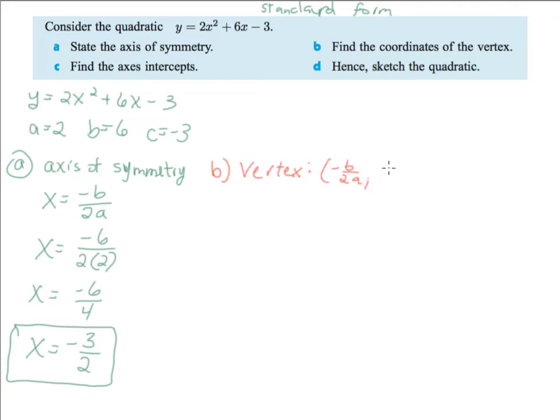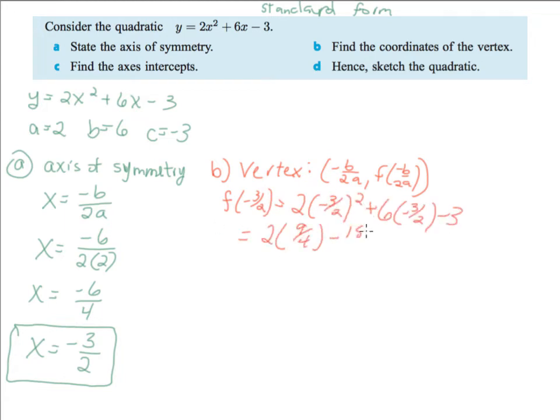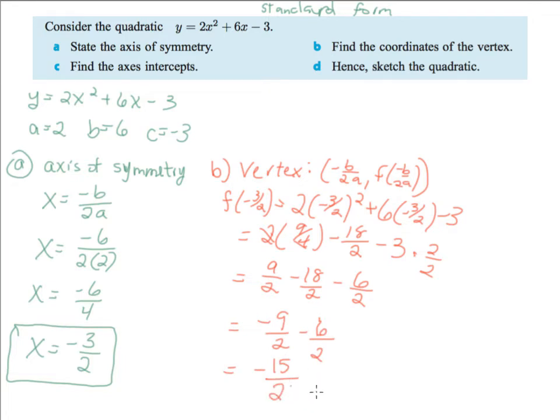Part B, find the coordinates of the vertex. So recall the vertex is found by taking the x-coordinate of the axis of symmetry as your x-coordinate, and then plugging that into your original equation to find the y-coordinate of the vertex. I'm going to simplify this down, and I end up with -15/2. So therefore, I have the conclusion my vertex is the point (-3/2, -15/2).